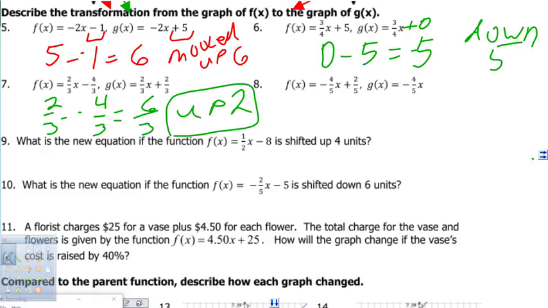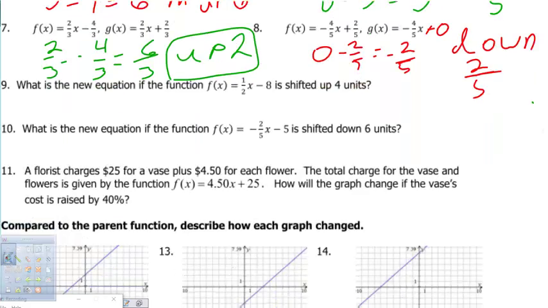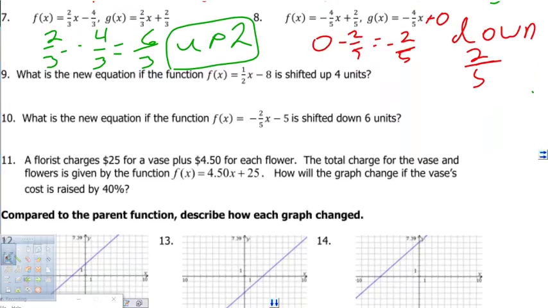And then, let's see, 2/5, and like I said a second ago, that's a 0 on the end. So 0 minus 2/5 equals -2/5. So down 2/5. Very simple. Okay? Now, number 9.